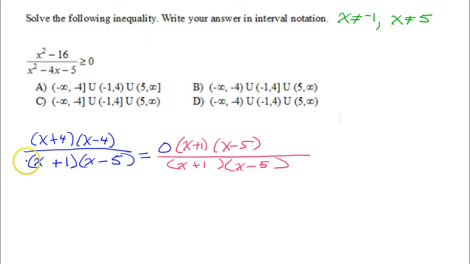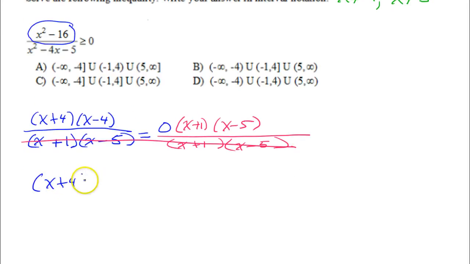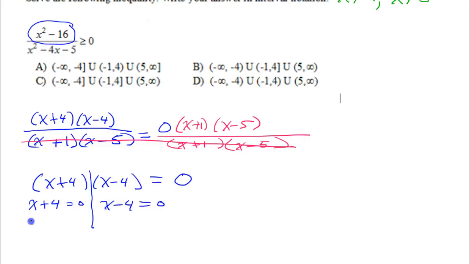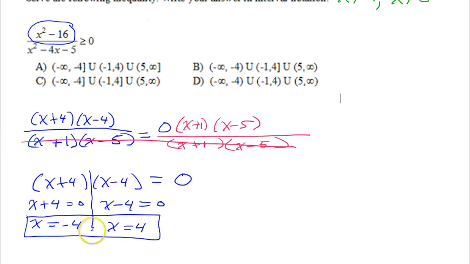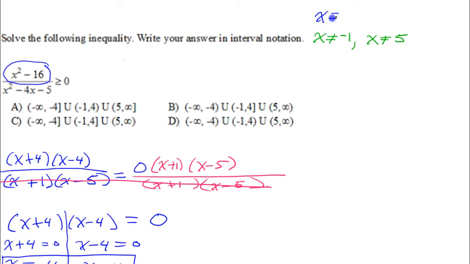Once you have like denominators, you can cancel the denominators out. So now I have x plus 4 times x minus 4 equals, now look, 0 times anything is just 0. So I really just have 0 over here. Now, I can solve this by setting each of these factors equal to 0. So that's going to give me x plus 4 equals 0, x minus 4 equals 0. So x equals negative 4, and x equals positive 4. Okay, so these are my additional critical values, negative 4 and positive 4.